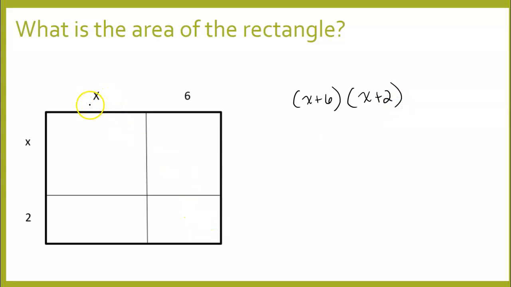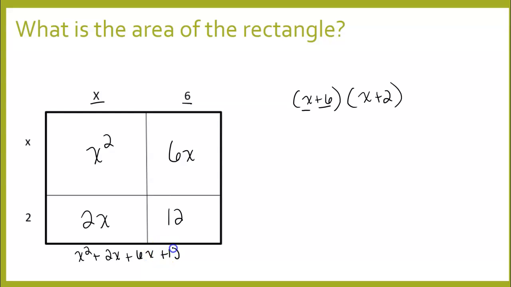I can use the box method, where I take the x and the 6 and split them up, so that I'm doing x times x, which is x squared, 6 times x, which is 6x, 2 times x, which is 2x, and 2 times 6, which is 12. That becomes x squared plus 2x plus 6x plus 12. And then we simplify the like terms, so it's x squared plus 8x plus 12. This is called the box method.